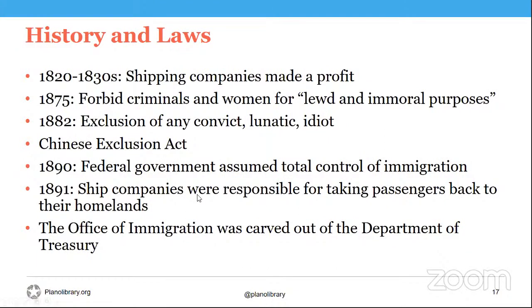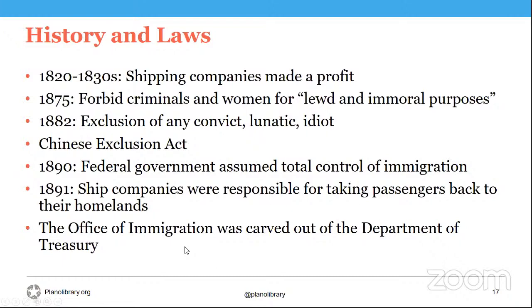We started in the 1890s, the federal government started to be in control. In 1891, the ship companies were responsible for taking passengers back to their homelands if we denied them. There were just more laws, and I didn't list them all because there's just too many. Really what you need to do is, depending on the time period, research to find out what was going on during that time.